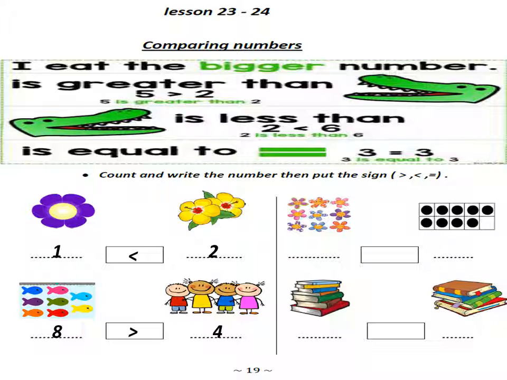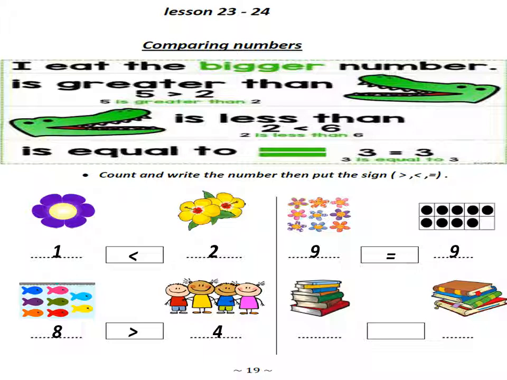The third question here, how many flowers do we have? 1, 2, 3, 4, 5, 6, 7, 8, 9. We have 9 flowers. And on the other side, how many dots do we have? This is called a ten square frame. How many dots do we have? 1, 2, 3, 4, 5, 6, 7, 8. We have 9 dots also. 9 and 9, they are equal.